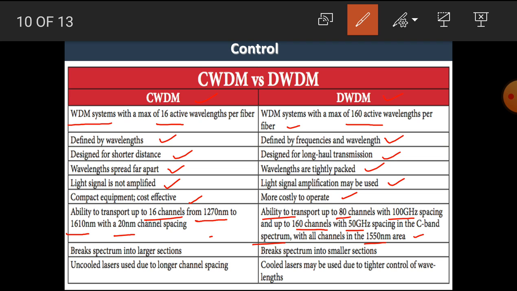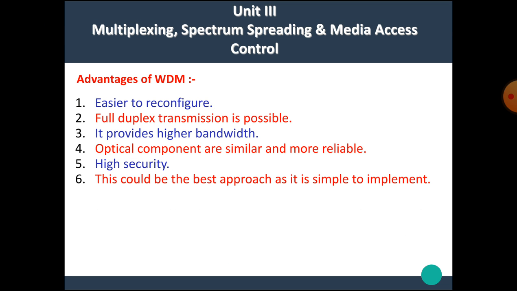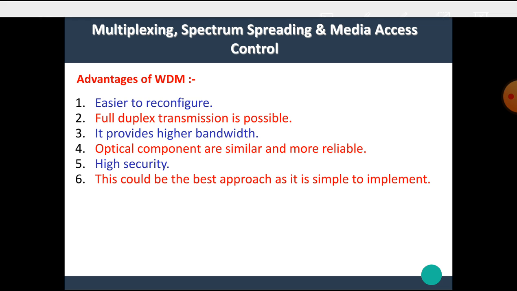1550 nanometer area. CWDM breaks the spectrum into large sections, while DWDM breaks the spectrum into smaller sections. In CWDM, uncooled lasers are used due to the longer channel spacing, while in DWDM, cooled lasers may be used due to tighter control of wavelengths. I hope you all understand the basic differences between CWDM and DWDM.